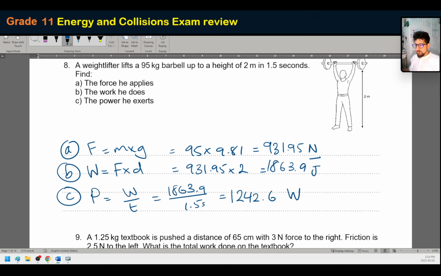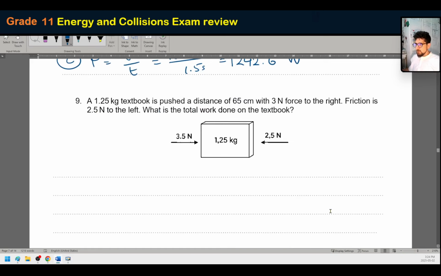Okay, we're doing quite well. Doing quite well. Let's keep going.